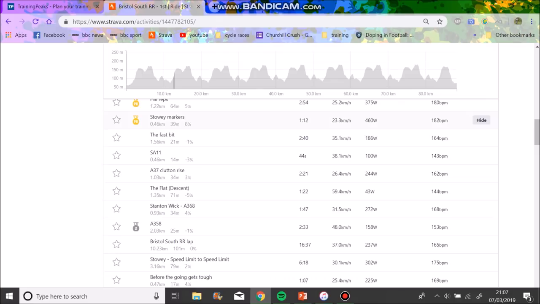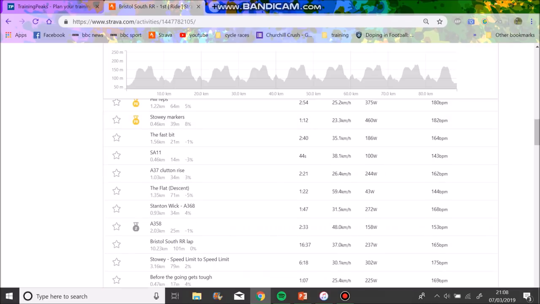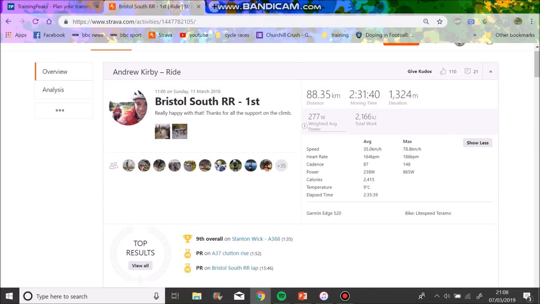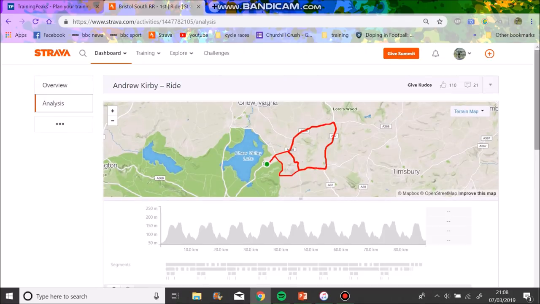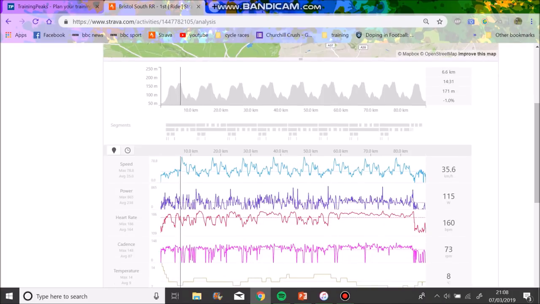Again, you can see here it's a pretty savage race. 460 watts for 1 minute 12, and the normalized, start weighted is 277. So I recognize normalized will be close to 300 watts, maybe not quite that, for 2.5 hours, and he weighs about 62 kilos or so, so a little less than 5 watts per kilo.